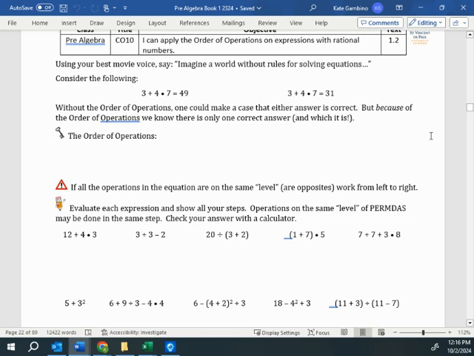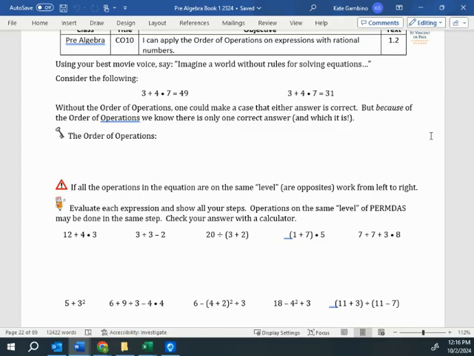Good afternoon. Today we are continuing on with CO10. I can apply the order of operations on expressions with those rational numbers. And we talked about rational numbers, right? They can be positive or negative, they can be fractions or decimals that end or repeat.